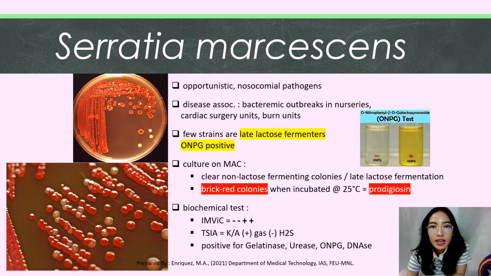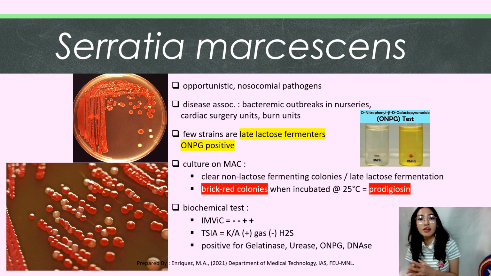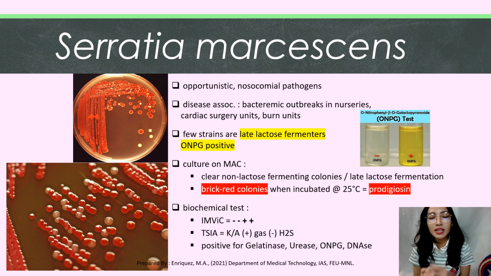Now let us look at its other characteristics. On MacConkey agar, we may be able to observe its characteristic brick red colonies due to the production of the pigment prodigiosin, specifically when incubated at 25 degrees Celsius. So, huwag pong malilito, no? Please do not confuse this with a positive lactose fermenting reaction.